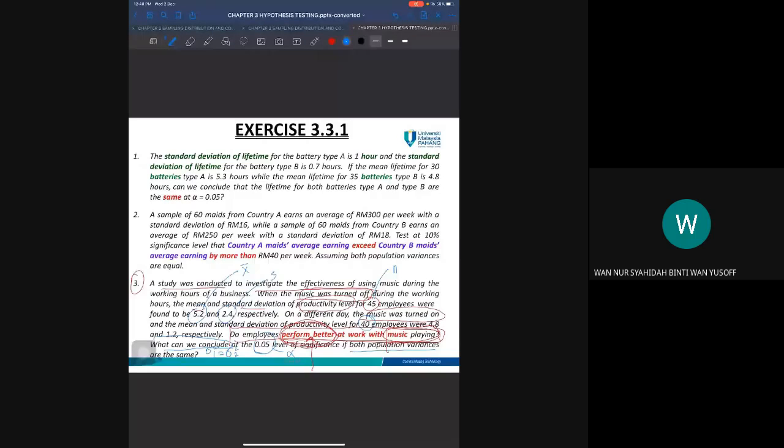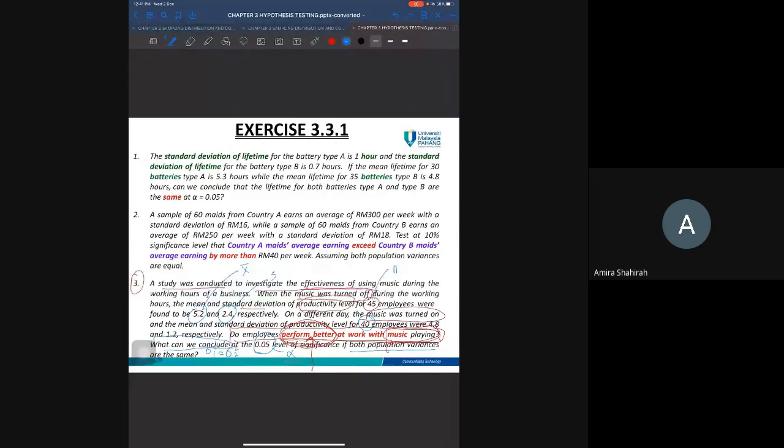What we can change here so that it will be dependent? Different data? What do you mean by different data? You as a manager, what we can change here so that this study will be a dependent sample? This experiment will be a dependent sample.